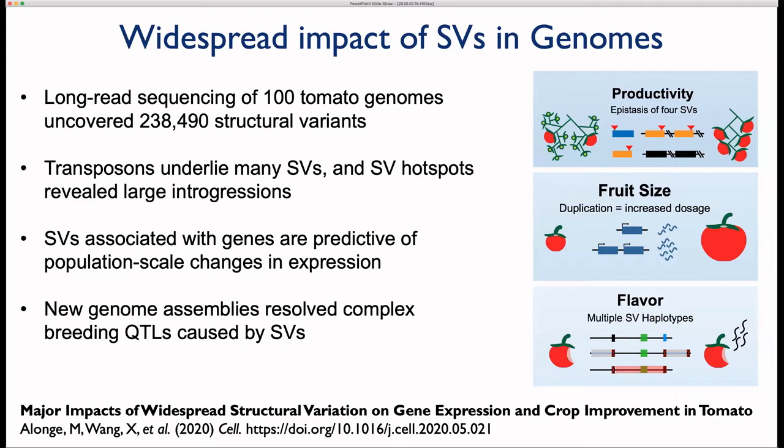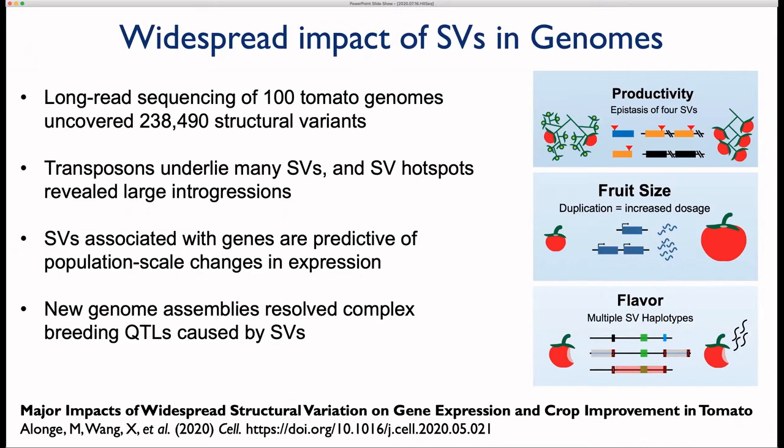But there's a lot of subtle relationships that we detected as well, where deletions, insertions, inversions, other complicated variants within, say, introns or in flanking promoter regions did tend to lead to changes in expression. And then furthermore, beyond just these associations, we were able to connect some of these structural variants with a few different major traits: the productivity of the plant, the size of the fruits, the flavor of the fruits.